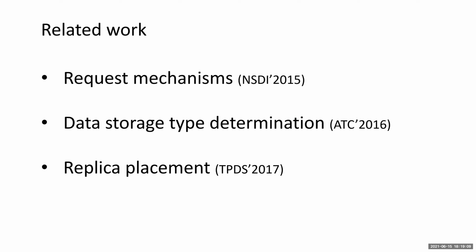The second category is data storage type determination. However, their optimization problem-based methods for data type determination are not time efficient. The third part is replica placement. This related work focuses on how to minimize the latency or satisfy the latency requirement via data replica placement, and they use a single request mechanism, which is not optimal.